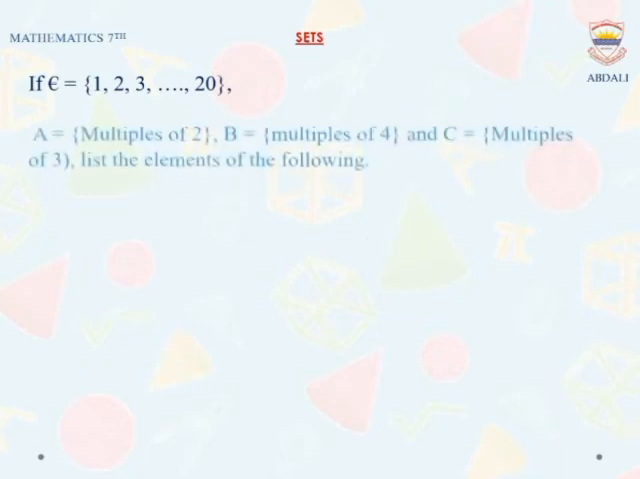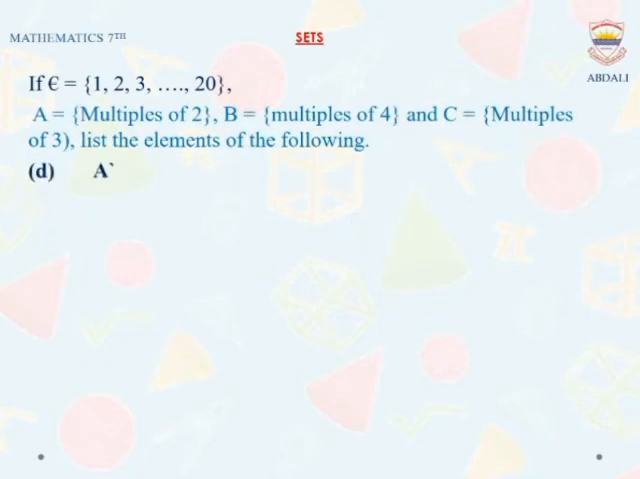Now, same question we have written till part C. Now we will see part D. Part D contains A prime, which means we have to take the complement of set A. Now class, you know about complement. What is a complement? To take a complement, we have to write all the elements of the universal set that are not in the given set. So here is set A. We have to write all the elements of the universal set which are not in set A.